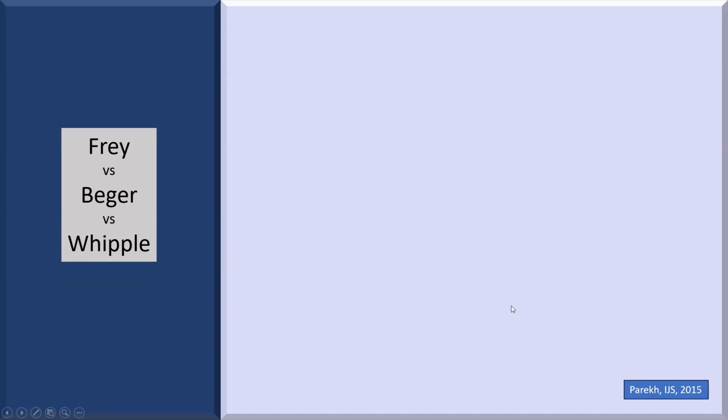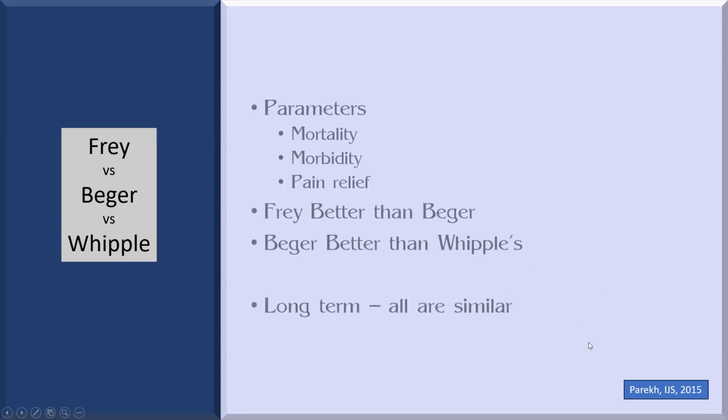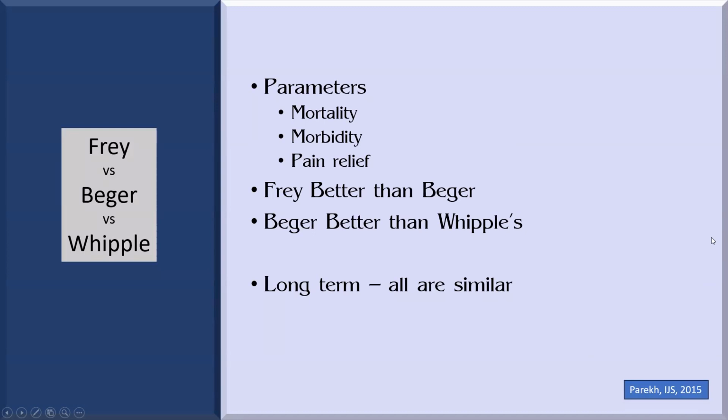You know, when we choose a particular operation, we have to know the outcomes, and then give those data to the patient, so that you and the patient together decide what is best for them. So if you guys can't, I'll tell you the literature on this. The factors that we normally measure when we look at outcomes in pancreatic surgery in general are mortality, morbidity, and pain relief. The degree of pain relief, the number of people who get pain relief, and the duration of pain relief.